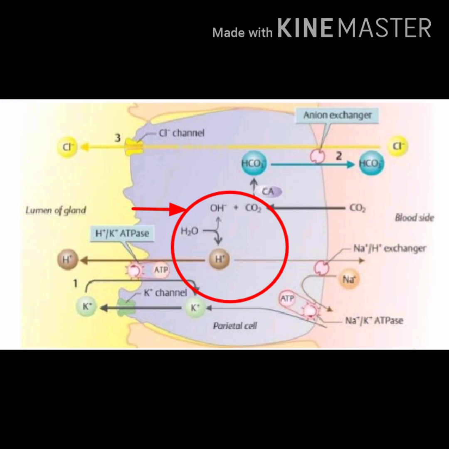See here, first the carbon dioxide enters from the bloodstream into the parietal cells, which already contain H2O, and this H2O breaks into hydrogen and OH. Then OH plus CO2, through the carbonic anhydrase enzyme, is converted to bicarbonate, which enters the blood side. Following that, the hydrogen ion comes to the lumen of the gland. When it comes to the lumen, the Cl also comes out, and this Cl and H ion combine to form HCl.